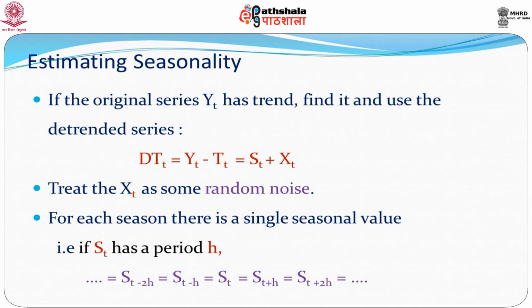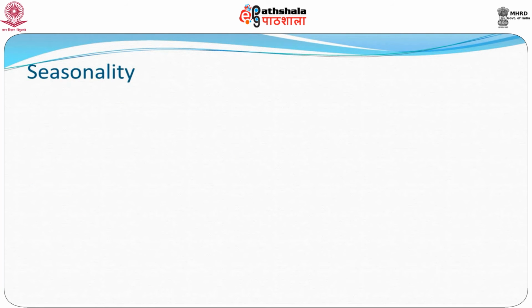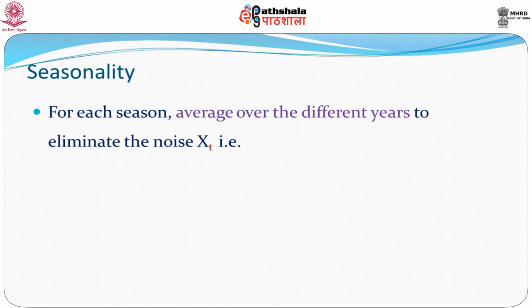But it will be different from the seasonal component of August in 2015, which again would be the same as the seasonal component of August in 2014 or 2013, etc. So for each season we have a different component which remains unchanged over the years. For each season what we do is we average over the different years to eliminate the noise xt. So what we get from the difference to trend or the difference to moving average, this should have been the same, but there would be the noise caused by xt.